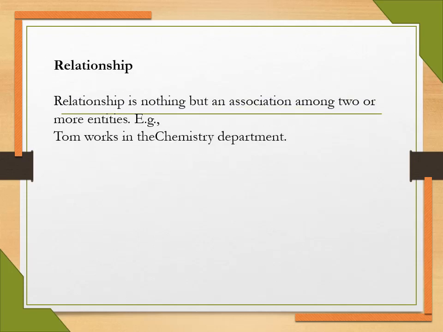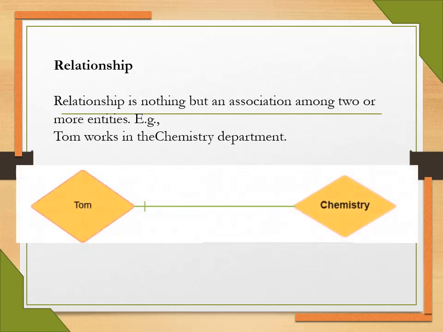Now, what is a relationship? A relationship is nothing but an association among two or more entities. Example, Tom works in the chemistry department. Entities take part in relationships. We can often identify relationships with verbs or verb phrases.